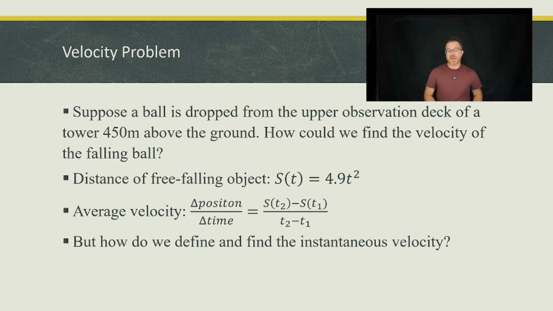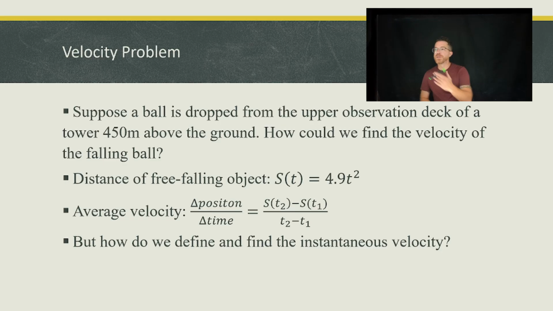Next, we have our average velocity, which is the change in position over the change in time, which can be written as the function at time 2 minus the function at time 1, so where it was positioned at time 2 minus where it was positioned at time 1, over the difference between time 2 and time 1. And then how do we define and find this instantaneous velocity, right? So what happens as it's approaching some specific point?